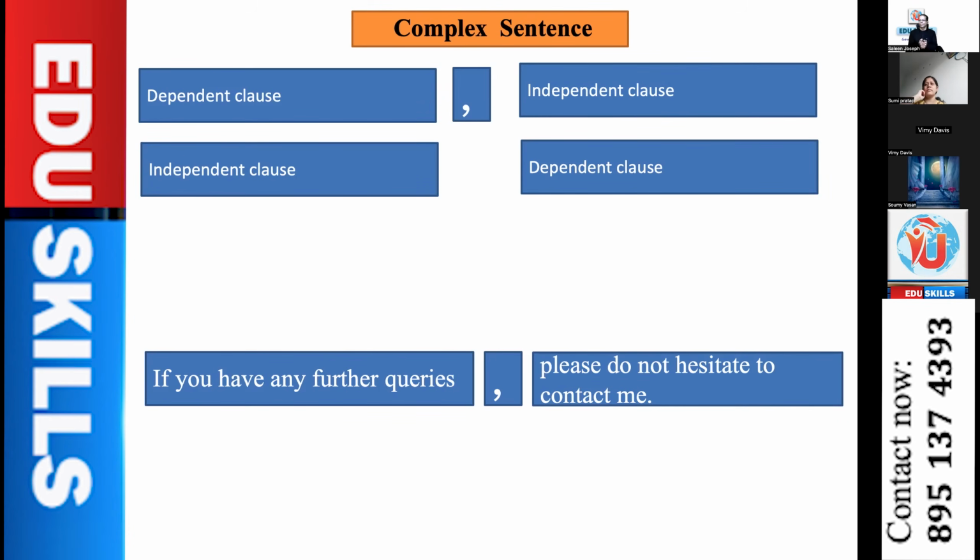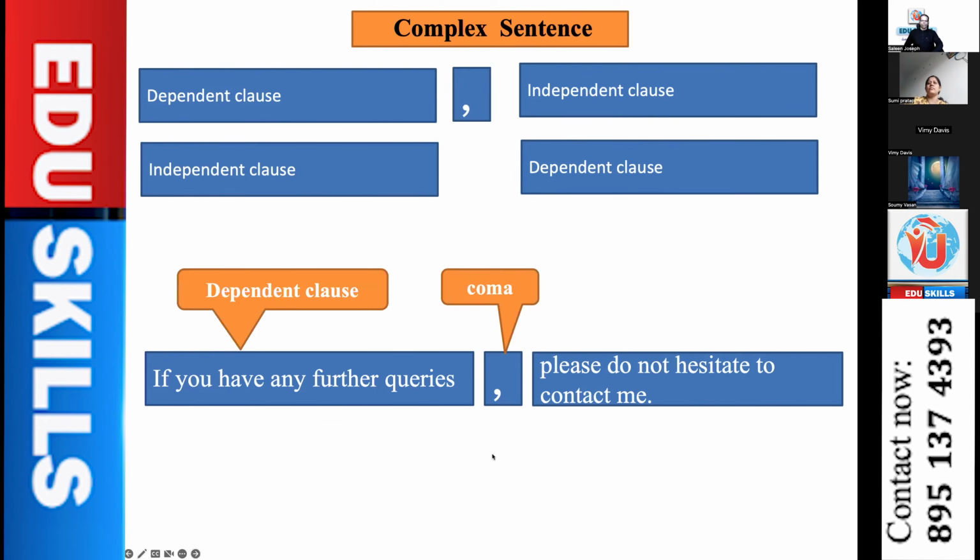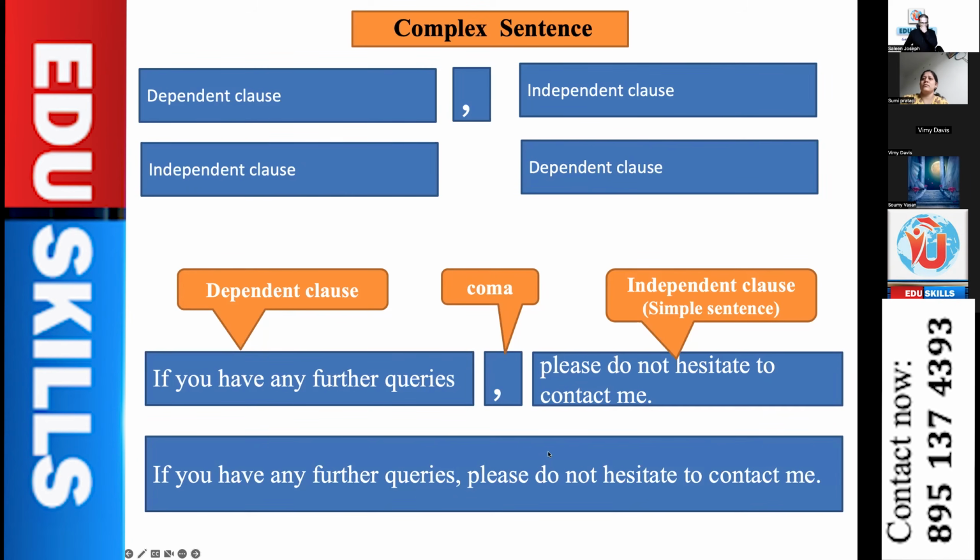The subject is understood: "You, please do not hesitate to contact me." "You" can be put in brackets, so you don't write it. That's not required, but it is understood. So you have a subject and a verb. This is the dependent clause, then you have a comma, then you have the independent clause. So just remember, if there is a dependent clause first, you must put a comma. If it is an independent clause first, no comma. After an independent clause, no comma. "If you have any further queries, comma, please do not hesitate to contact me."